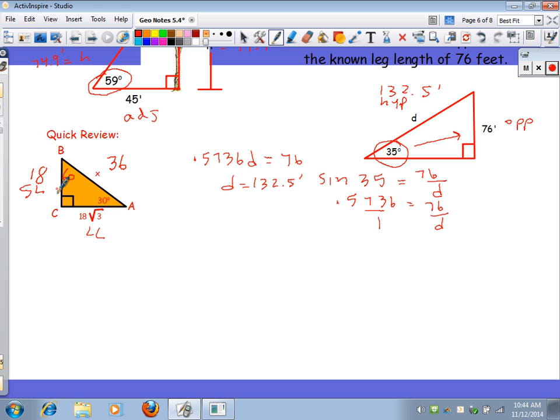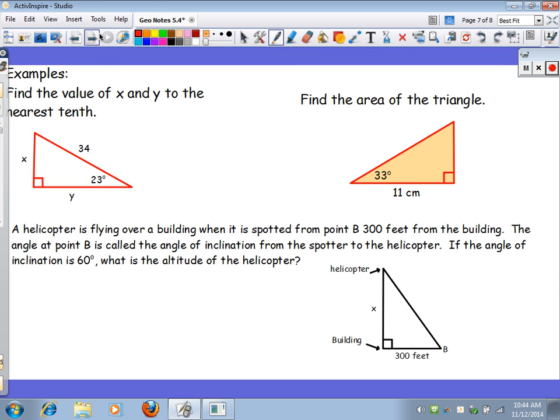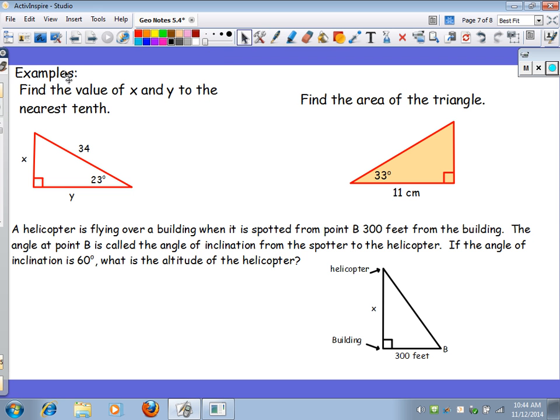Look at them, see if you can understand their little formulas. If you do, it saves you time. All it does is save you time. All right, last page here. Find the values of x and y. Okay, so x and y.